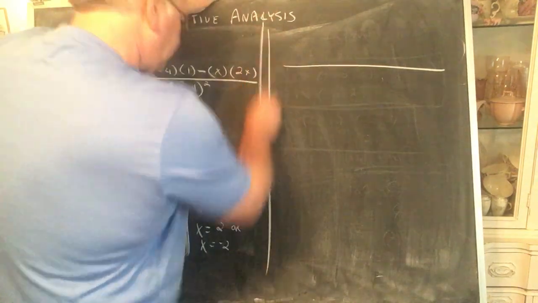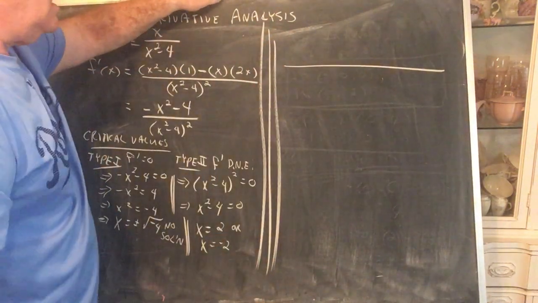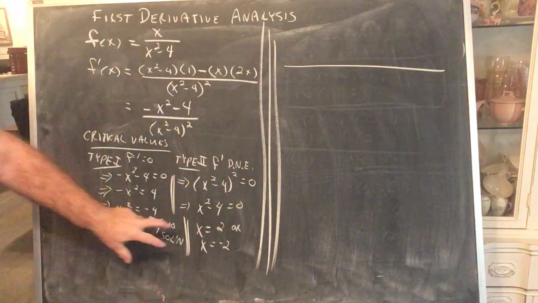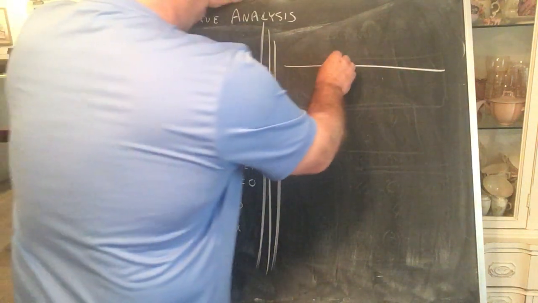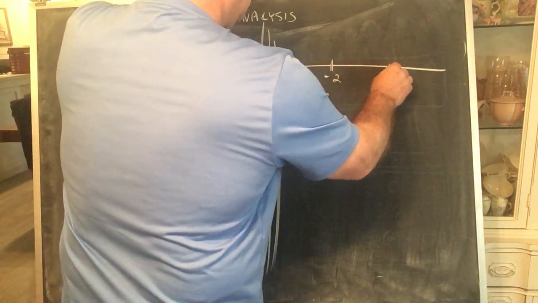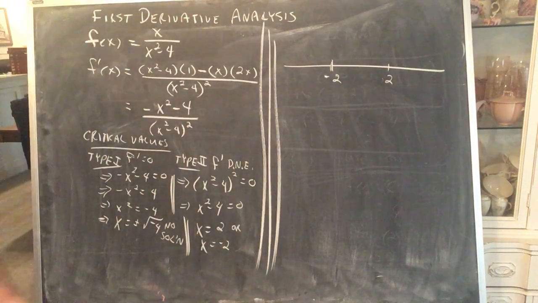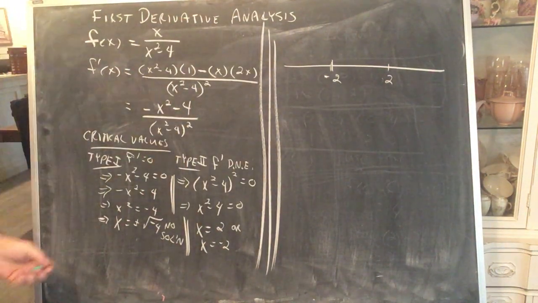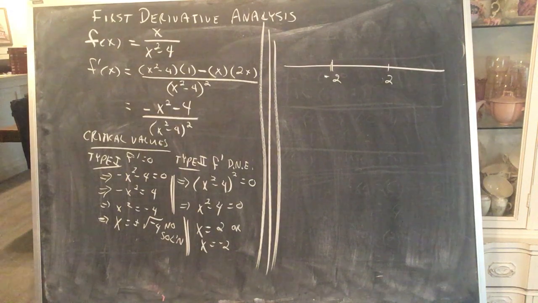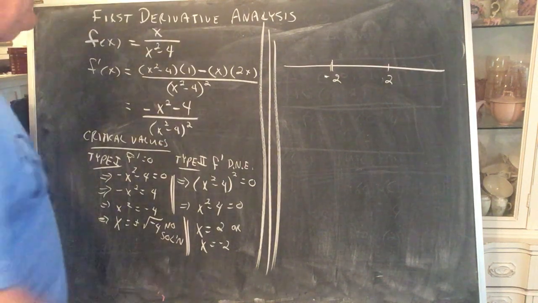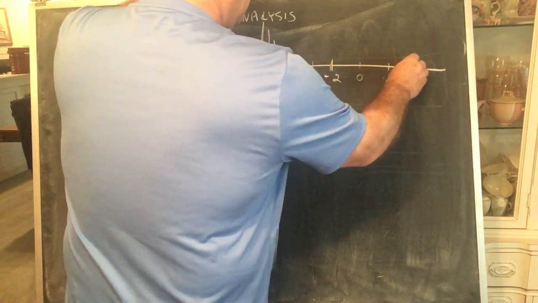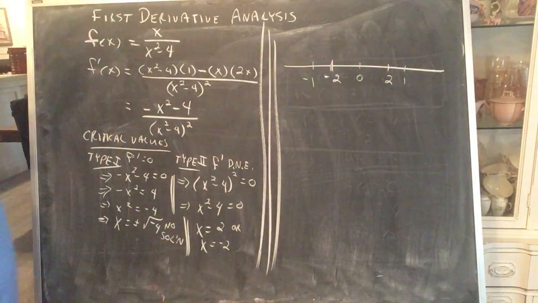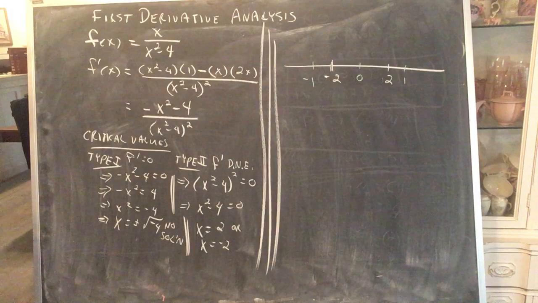All right, so here is our number line. The only two critical values we have are at 2 and at negative 2. And we need to find where this function is increasing and where it's decreasing. So we're going to choose representative values from each region of the number line. So there's negative 1, I'm going to use 0, I'm going to use positive 1, and we'll see what the function is doing in each of those regions.